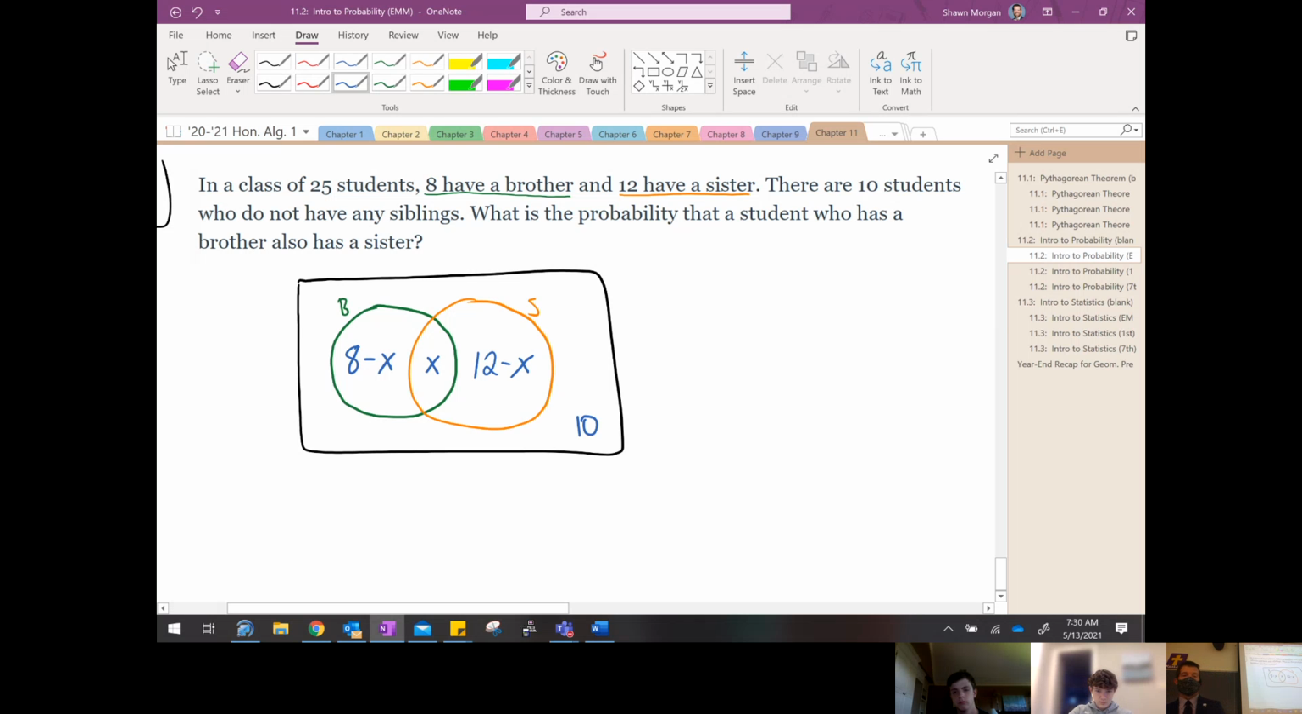Quentin. All right, so how many people have a sister? Try again. Read an underlined statement in orange. Read it. 12 have a sister. Good. And if X of those also have a brother, then 12 minus X, get it? You get it? 12 minus X don't have a brother.